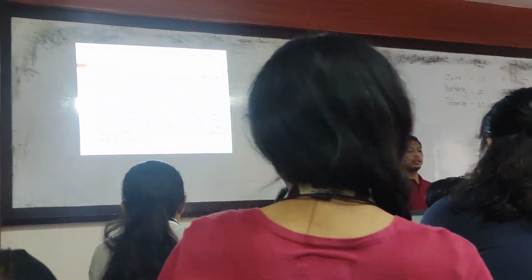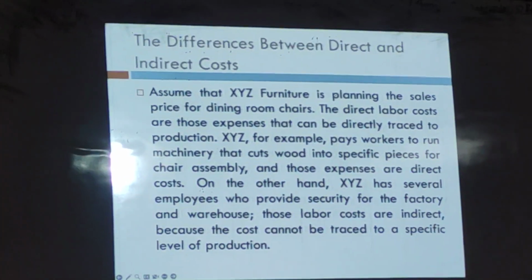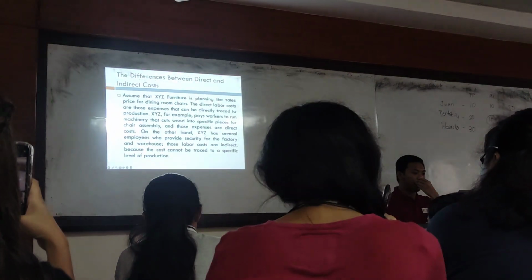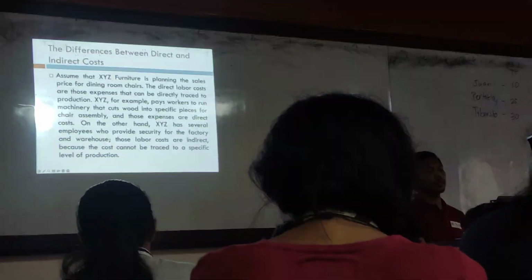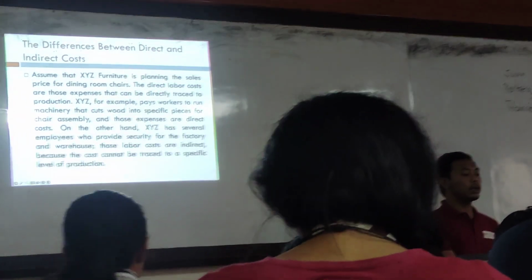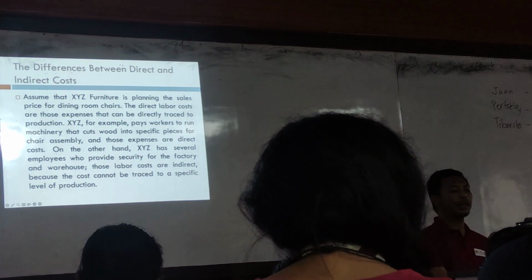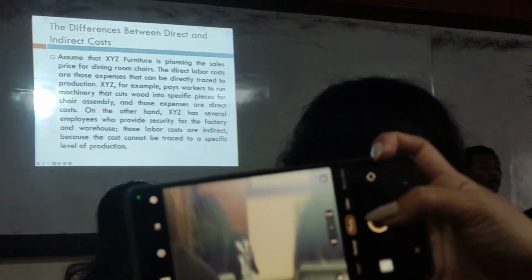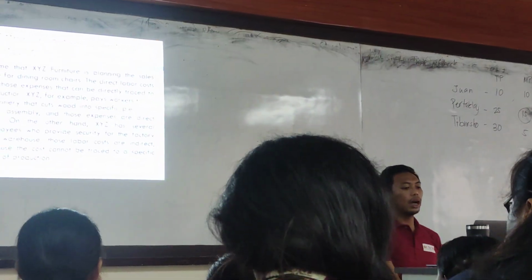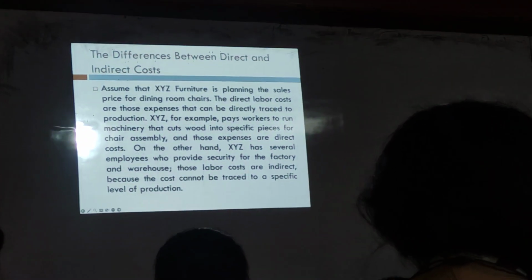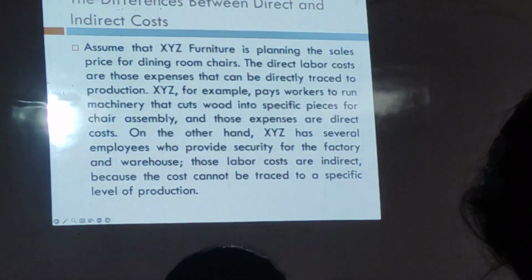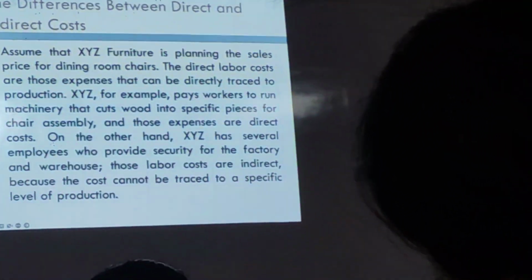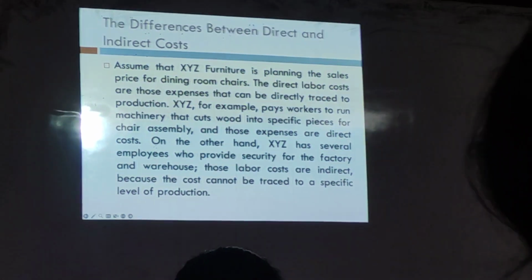So it's just like this. XYZ Furniture is planning the sales price for dining room chairs. The direct labor costs are those expenses that can be directly traced to production. XYZ, for example, pays workers to run machinery that cuts wood into specific pieces for chair assembly, and those expenses are direct costs. On the other hand, XYZ has several employees who provide security for the factory and warehouse. Those labor costs are indirect because the cost cannot be traced to a specific level of production. Okay? You get it?